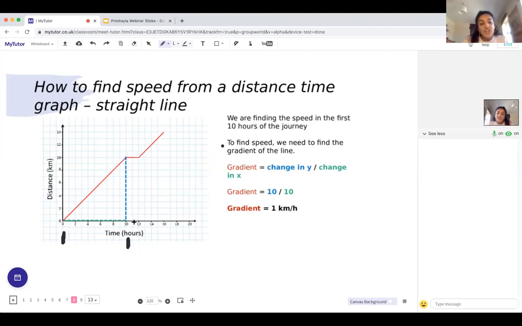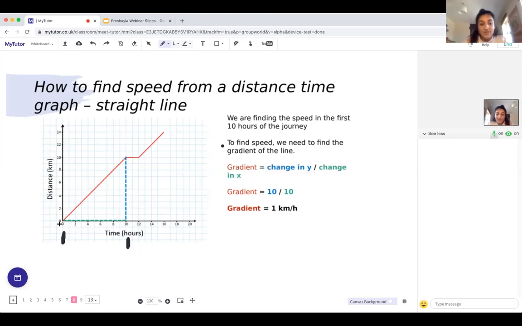Gradient is the change in y over the change in x. So what we do is we draw a nice little triangle underneath the section of the graph that we're trying to find the speed of. For example, we're trying to find the speed between here and here. So we're going to draw a triangle. We draw a line down which meets the x-axis and a line across which meets the y-axis, so it makes a nice little triangle. We are going to find the change in y and divide it by the change in x. So how high is our triangle divided by how wide our triangle is.